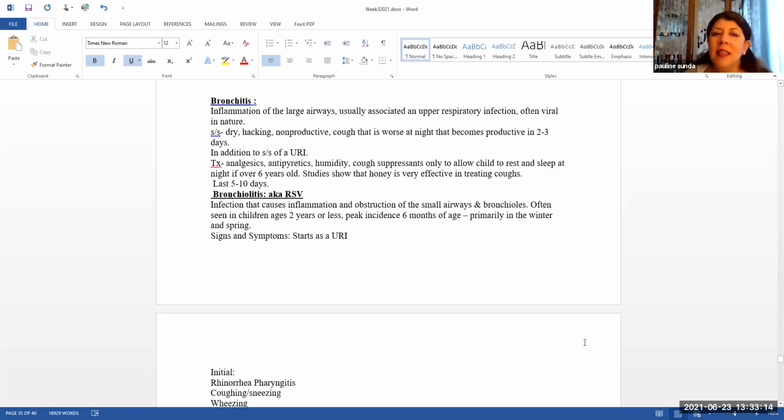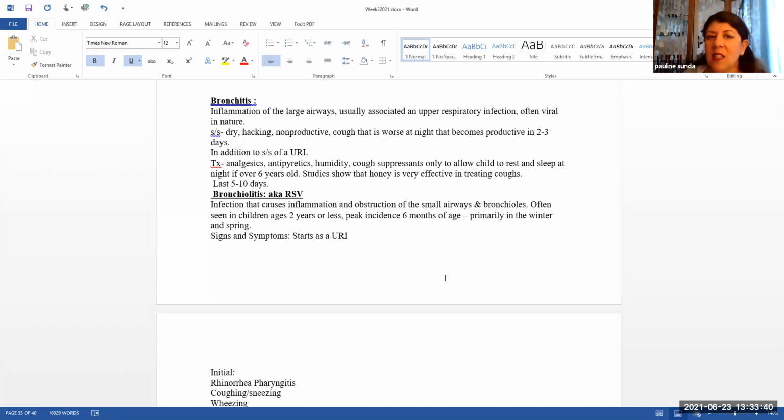Bronchitis. This is an inflammation of the large airway, usually associated with an upper respiratory infection. Most often it's viral in nature. Signs and symptoms: dry, hacking, non-productive cough that gets worse at night, and then it becomes productive in 2 to 3 days, in addition to all the other typical upper respiratory infection signs and symptoms.